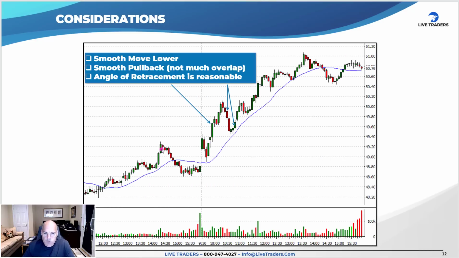Considerations. Here's a stock that moves up, pulls back, gaps up, pulls back, moves higher. So, smooth move lower, smooth pullback, not much overlap. Angle of retracement is reasonable. I don't know why this line is here. Sorry. Not sure what that was doing there. Okay. So, I would agree with most of this assessment that there's little overlap. Okay. Angle of retracement is reasonable.